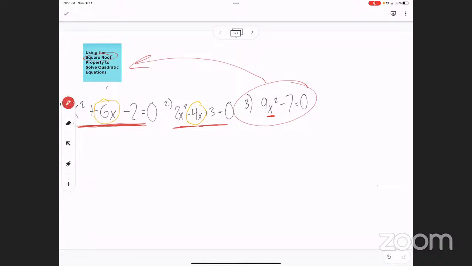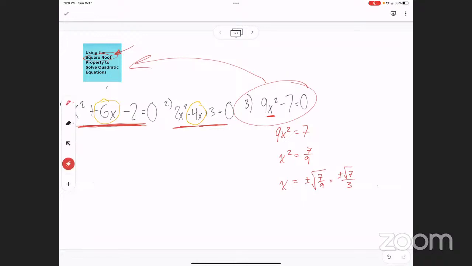7. That's right. And how do I get rid of 7? Adding it to both sides. Very good. And when I do that, my equation will look like this, right? Good. Now what do I get rid of? The 9. Good. By doing what? Dividing it. Perfect. And now what do I get rid of? The square. By doing what? Square root. That's right. And that's the square root property. So x equals plus or minus the square root of 7/9, which equals plus or minus the square root of 7/3.